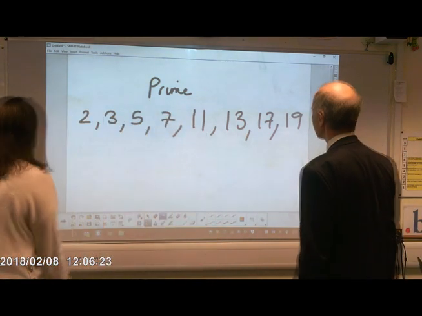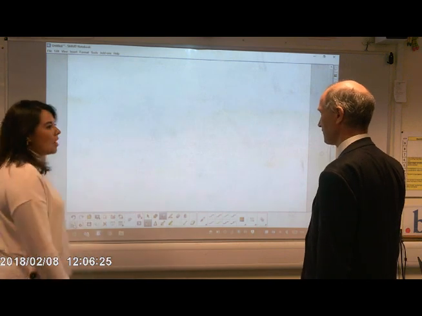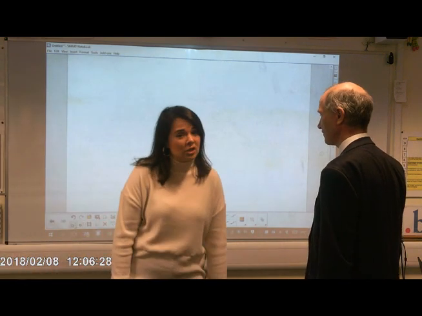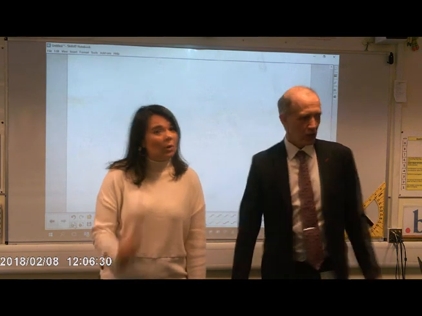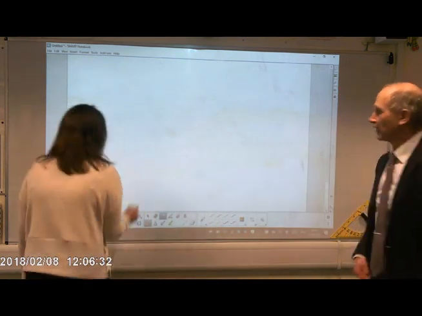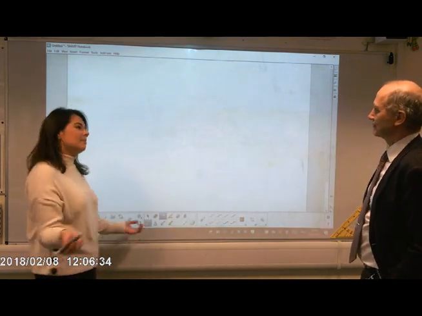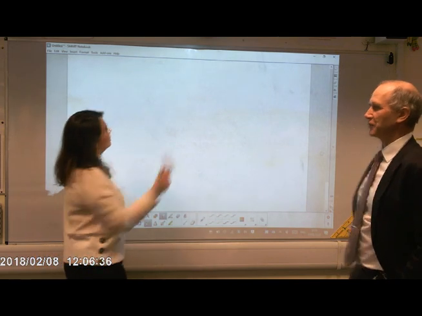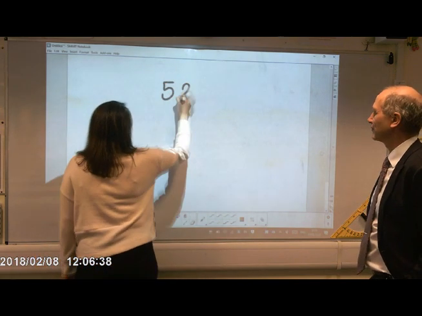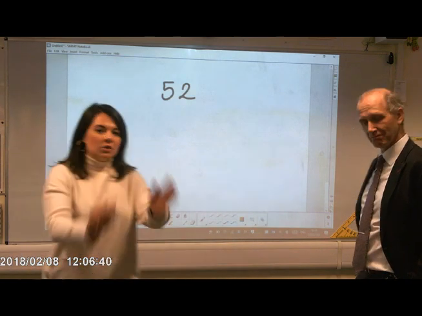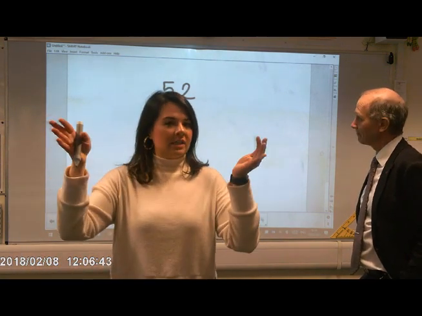Okay, the next thing we're going to do is something called prime factor decomposition, which sounds really difficult, but it ain't. So, let's start. Give me a number, Mr. Casey. What number should I begin with? 52. 52. Now, we're going to split 52 into two of its factors.